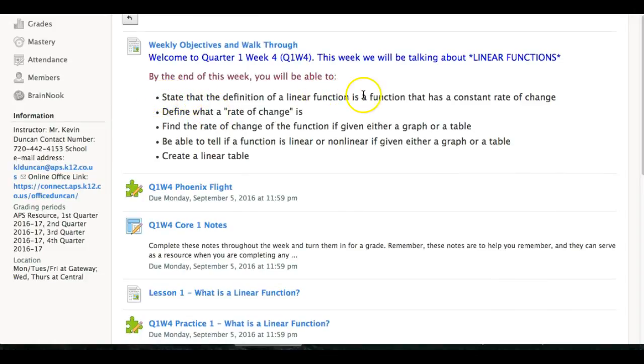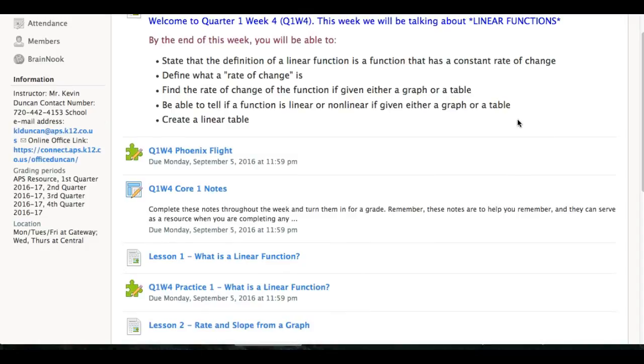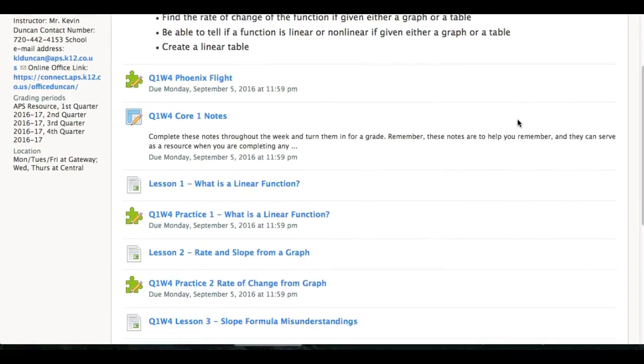The definition of a linear function is a function that has a constant rate of change. Define what a rate of change is. Find the rate of change of the function if you're given a graph or a table. Be able to tell if a function is linear or not if you're given either a graph or a table. And create a linear table.